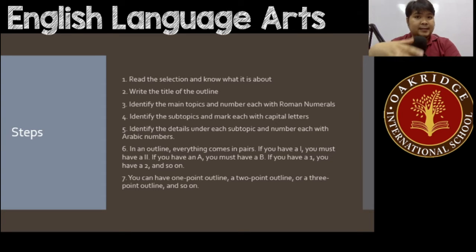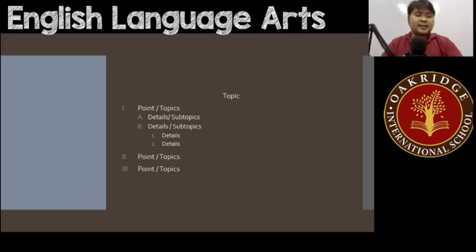In your books, you have different examples there and how it looks. Just look at your books. Basically, that's just it. Now this is how it would look. For your points or your topic, you have details or subtopics, and for each of those subtopics you have details for each. It looks like this.